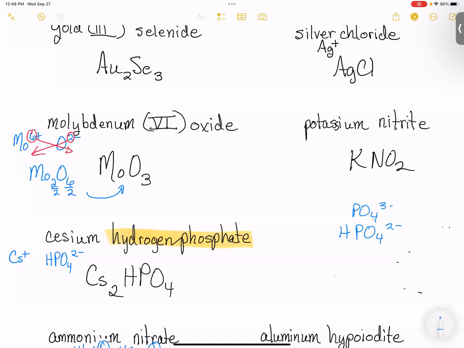Zinc is always a +2, yes, and silver is always +1. Zinc and cadmium are always +2. And these 3 are always +3.